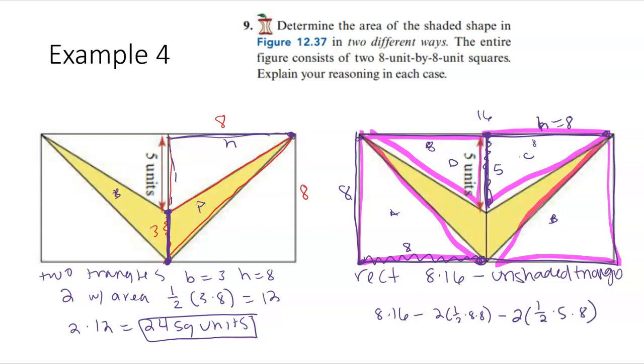2 of those. So that's going to be 128 minus, well, the 2 and the 1/2 cancel, so we get 64, and the 2 and the 1/2 cancel, we get 40, and voila, we still get 24 square units, which is good because we should get the same area both times.